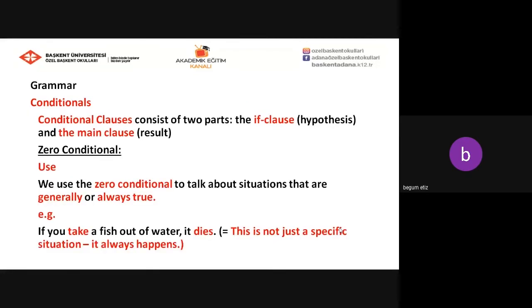Let's examine zero conditional. We use the zero conditional to talk about situations that are generally or always true. For example, if you take a fish out of water, it dies. This is not just a specific situation, it always happens.